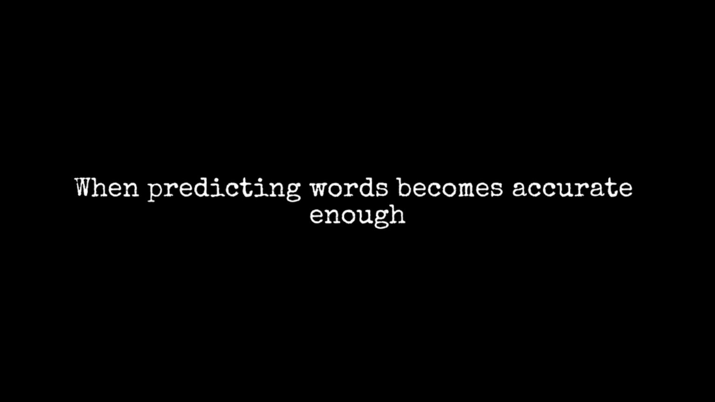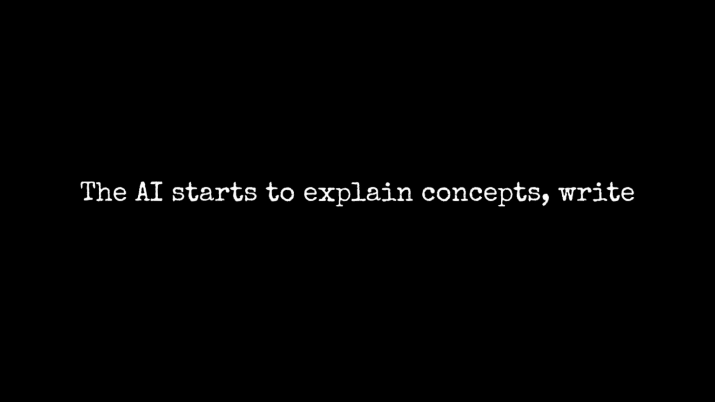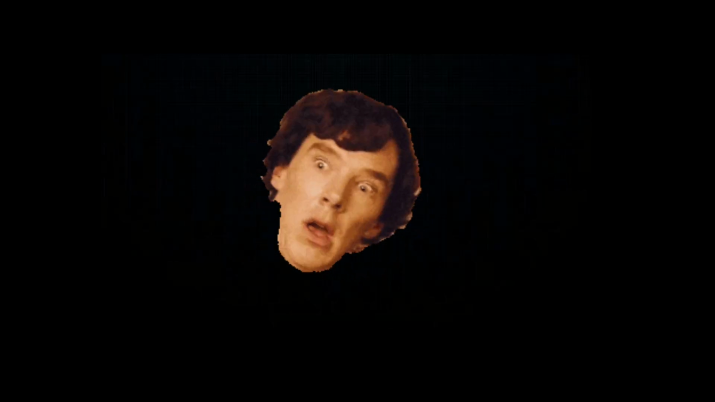Why AI feels smart. Here's the amazing part. When predicting words becomes accurate enough, something surprising happens. The AI starts to explain concepts, write stories, translate languages, solve problems, answer questions. It feels intelligent. But underneath it all, it's still doing something simple, predicting what comes next, just at an incredibly advanced level.